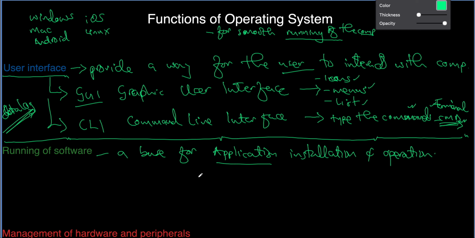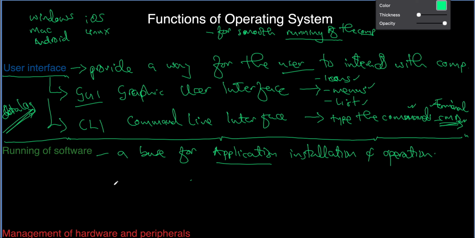And you see that when applications are being designed, they are designed for a specific system, for example Windows. An application that runs in Windows cannot run in Mac. An application that runs in Android cannot run in iOS. Why? Because an application is designed to be executed on top of a specific operating system. So the operating system provides a base for us to install and even run applications. I hope that makes sense.